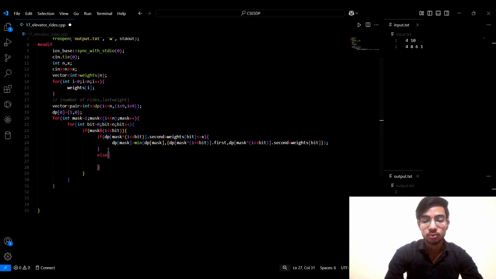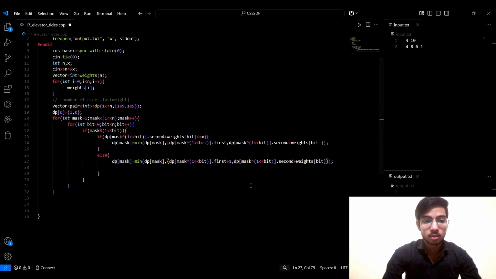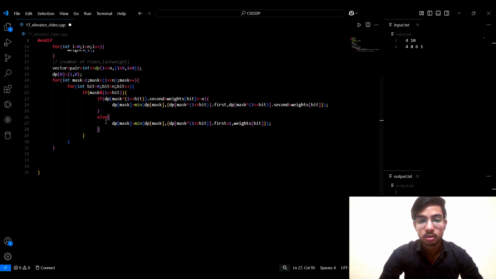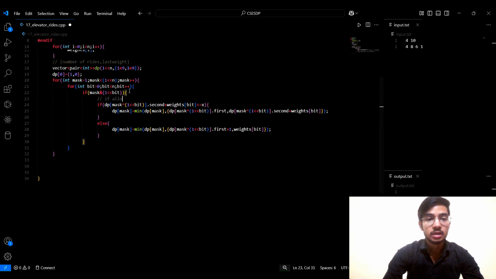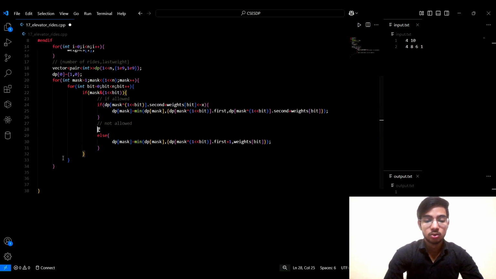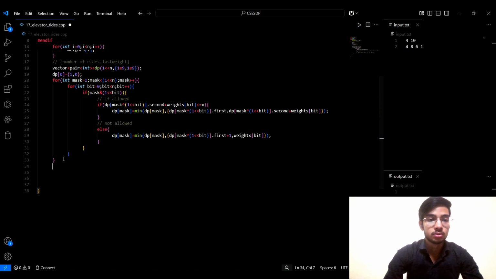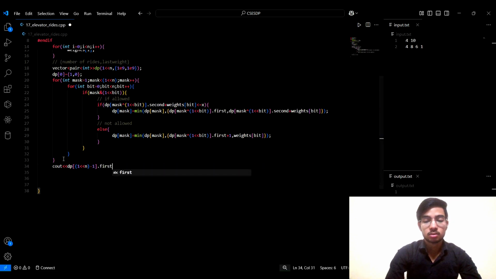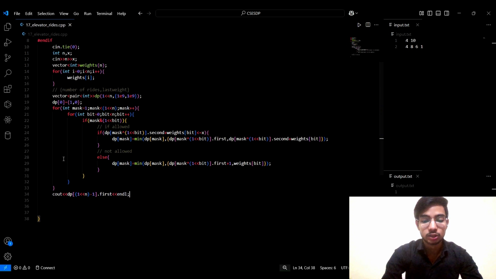If it is not allowed, what we have to do is add the number of lifts, right? So I just copy this line. Then I have to just add the number of lifts if it is not allowed, and replace the last weight with the current bit that we have, right? This is for if allowed, or this is for not allowed, right? And finally we have to return our answer, that is cout dp one left shift of n minus 1 dot first, that is the minimum number of lifts, right?